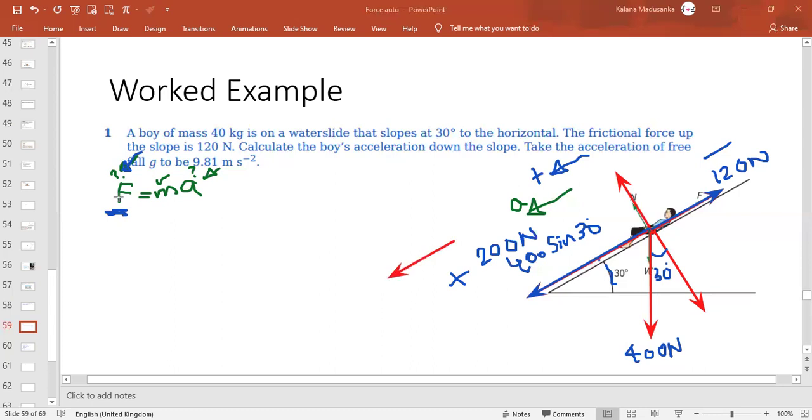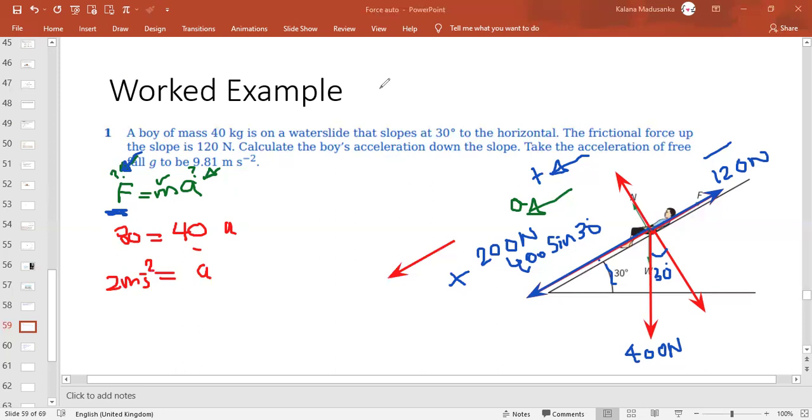So now we have the force. Okay, 80 newtons and m is equal to 40. What is the a value? Which means a is going to be 2 m s minus 2. This is the answer. It is not much of a case, right?